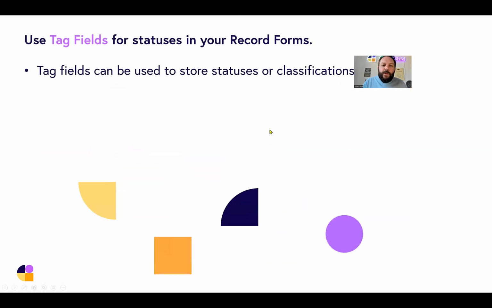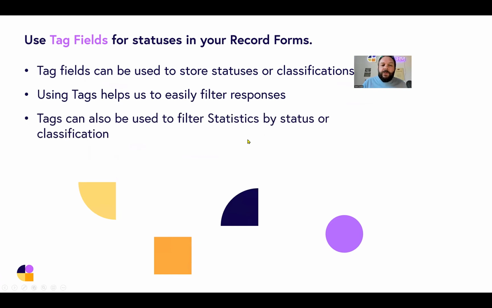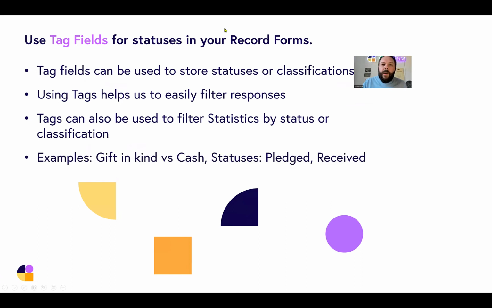Okay, so tags can be used to store statuses and classifications. Using tags helps us to easily filter responses. And tags can also be used to filter statistics as well as the responses themselves. And examples of this would be, as we've just seen, gift in kind versus cash, statuses, pledged versus received, and that kind of thing.